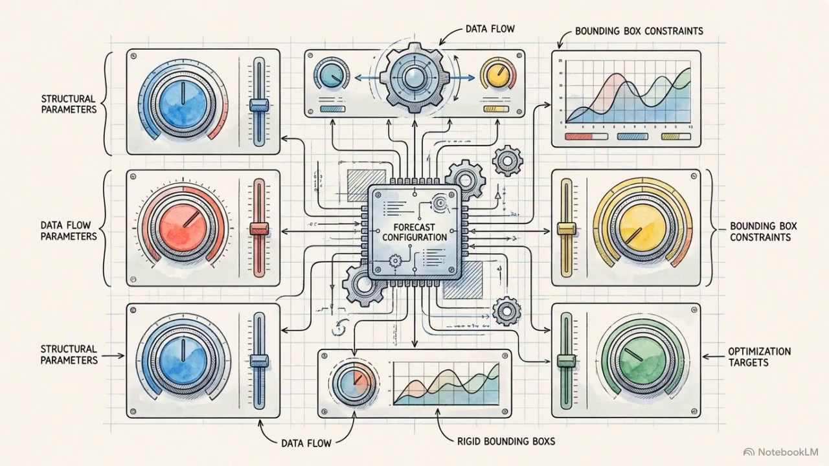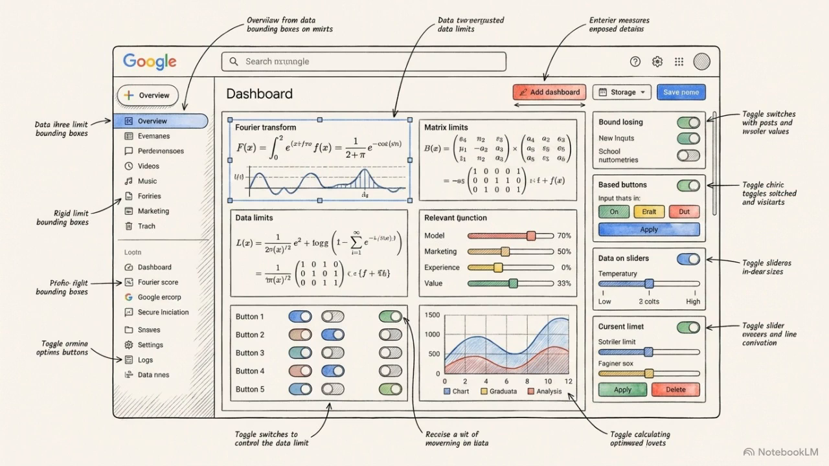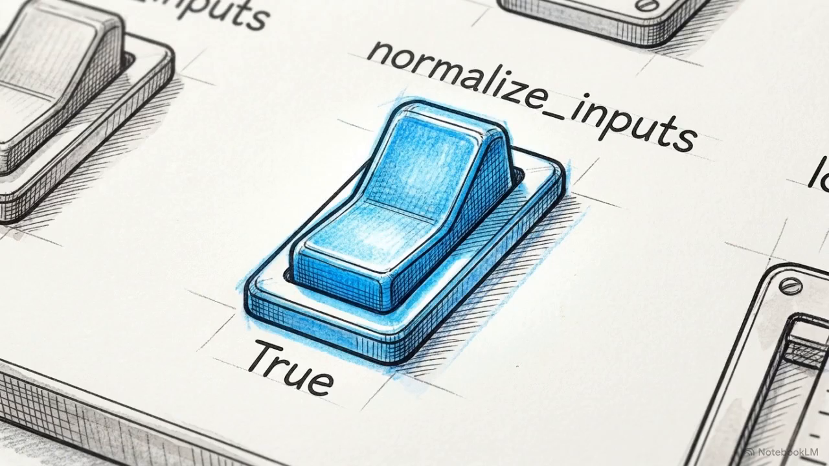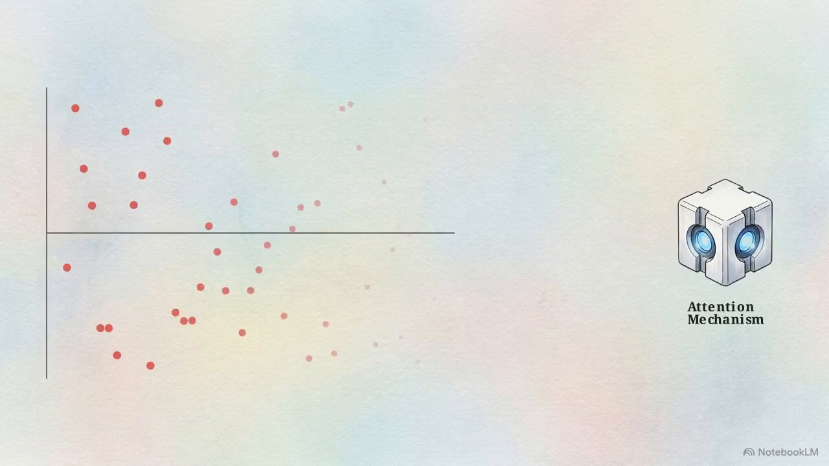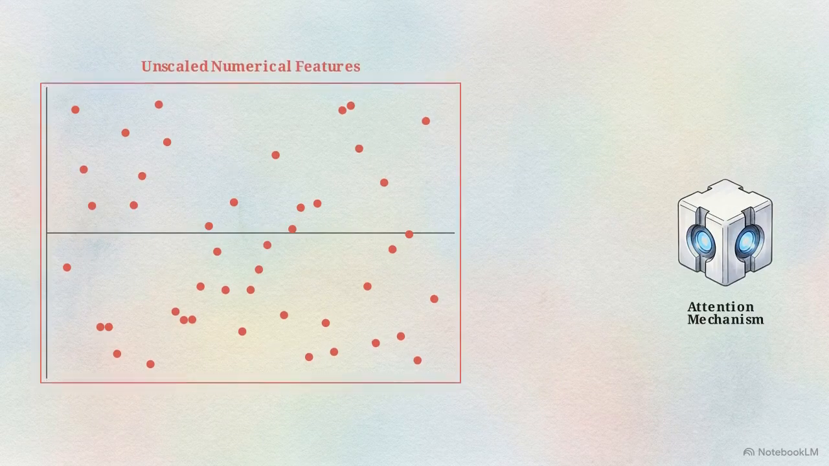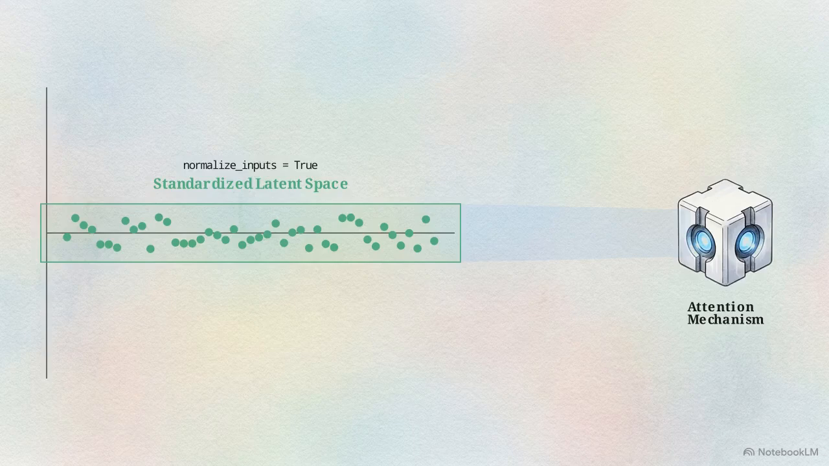This right here is the forecast configuration object. It serves as the blueprint that dictates the mathematical behavior and temporal boundaries of the transformer blocks during the compilation phase. Within this configuration, the input normalization flag must be set to true. Attention mechanisms are sensitive to unscaled numerical features, and this ensures data is projected into a standardized latent space.